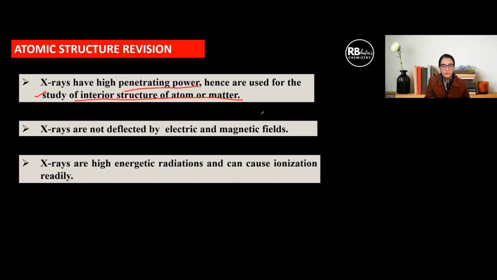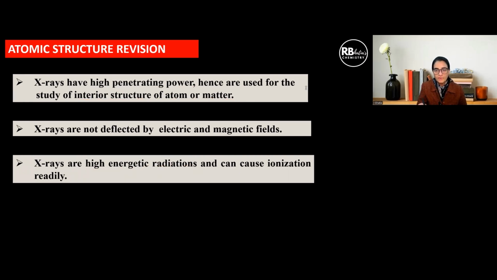X-rays are not deflected by electric and magnetic fields, and X-rays are high energy radiations and can cause ionization readily. These are the points that you must remember regarding X-rays.